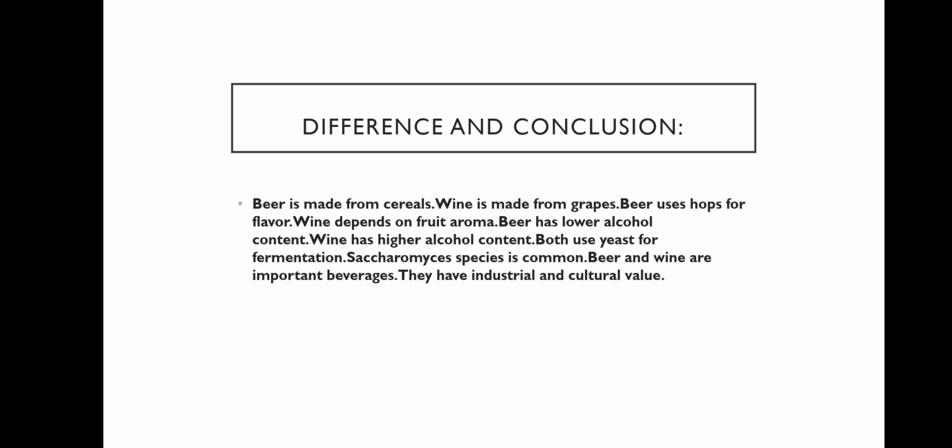Difference and conclusion. Beer is made from cereals. Wine is made from grapes. Beer uses hops for flavor. Wine depends on fruit aroma. Beer has lower alcohol content. Wine has higher alcohol content. Both use yeast for fermentation. Saccharomyces species is common. Beer and wine are important beverages. They have industrial and cultural value.